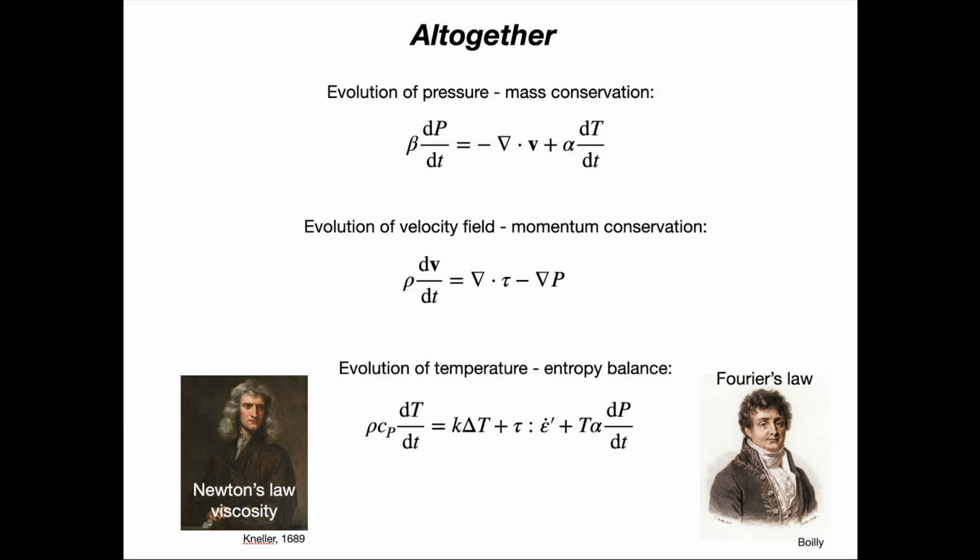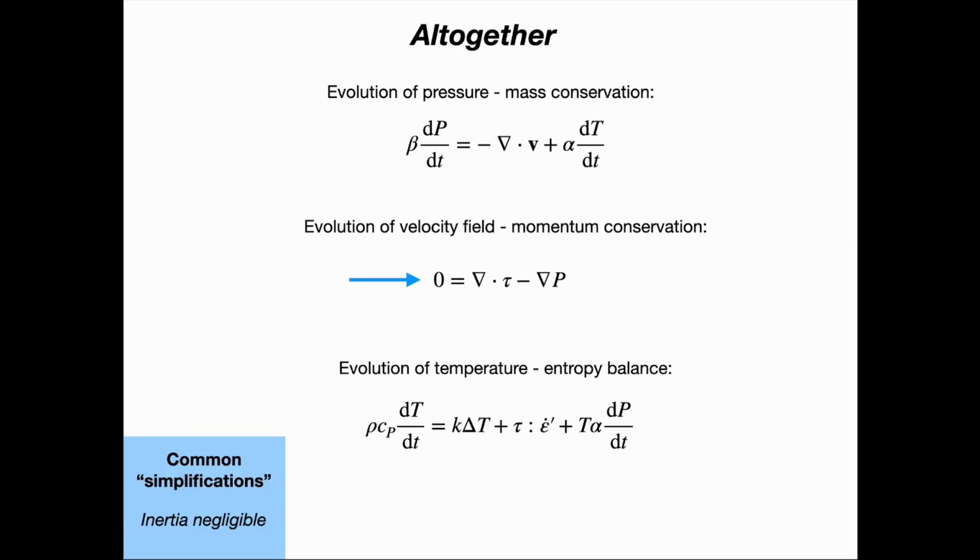So altogether, we have the equation for the evolution of pressure proportional to the divergence of velocity and the thermal divergence term. We have an equation for the evolution of the velocity field. Again, this is a vector and this is a tensor, so in multiple dimensions we're solving for each component of the velocity vector with this equation. And we have an equation for the evolution of temperature, which features a Laplacian term, a dissipation term, and an adiabatic heating term. Some common simplifications which are often made is, for example, to neglect inertia.